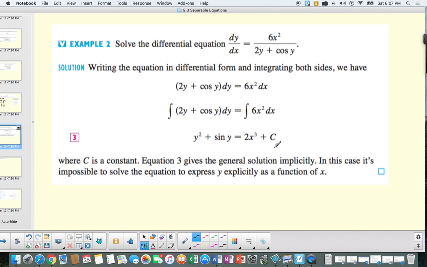Now this is an expression that I cannot solve for y in terms of x. I can't free y up from the sine without having the y squared inside the argument. So this is a case where I can't solve for y.